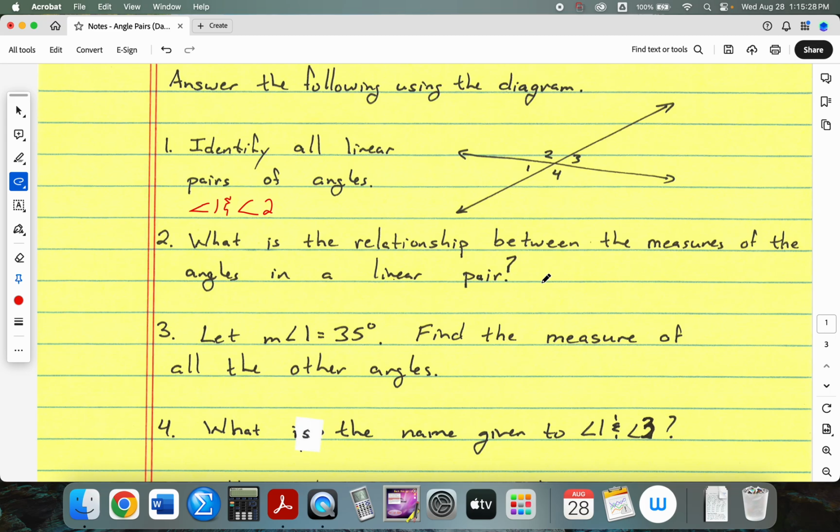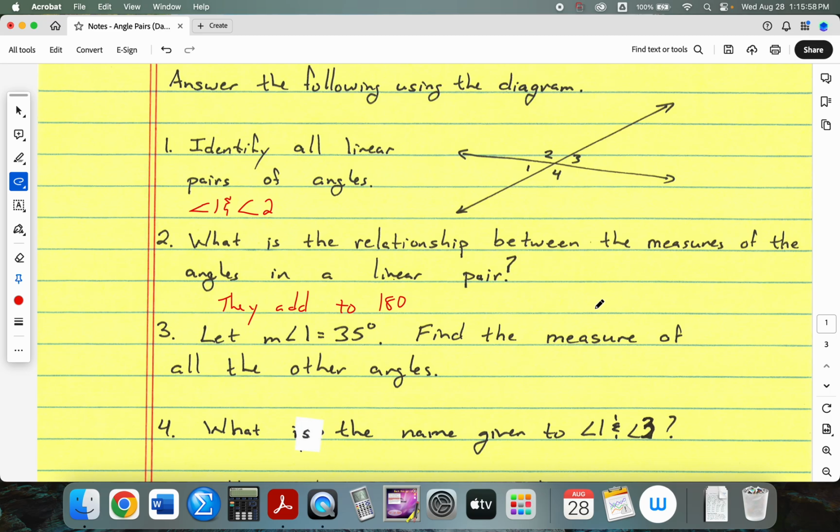So what do we say about those angles then? What is that called? The angles are supplementary. Okay? So their measures add up to 180, so the angles are supplementary. My pen, oh, it's finally started working again. So they add to 180.